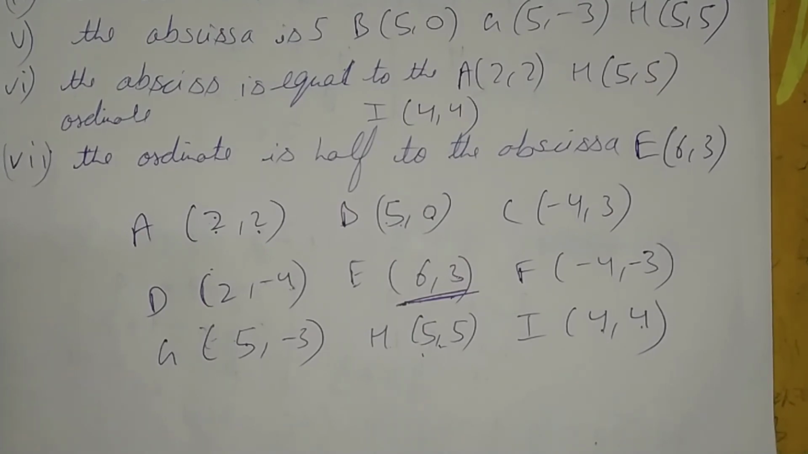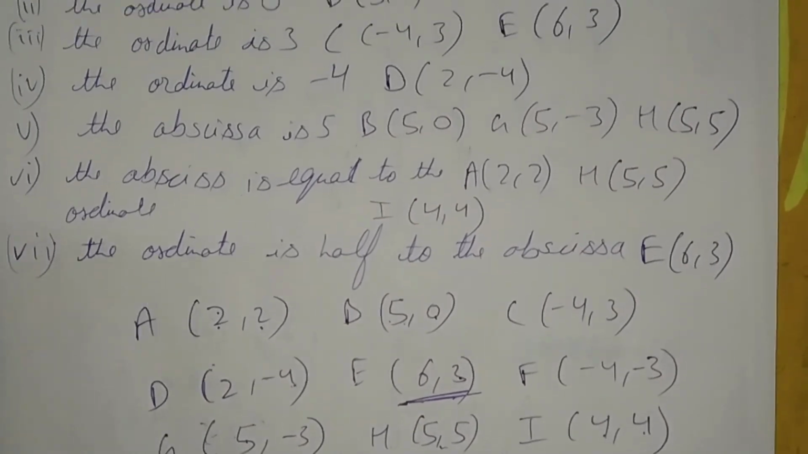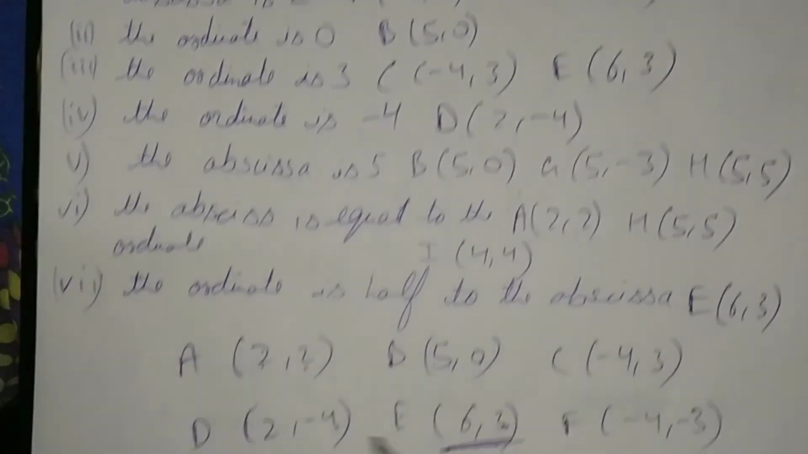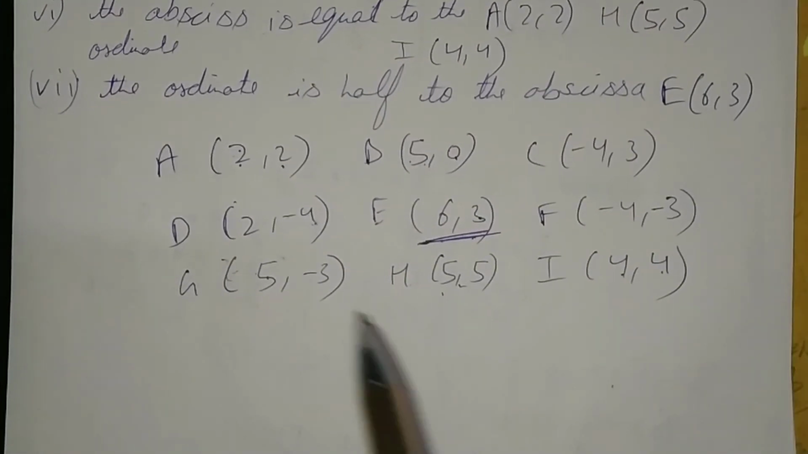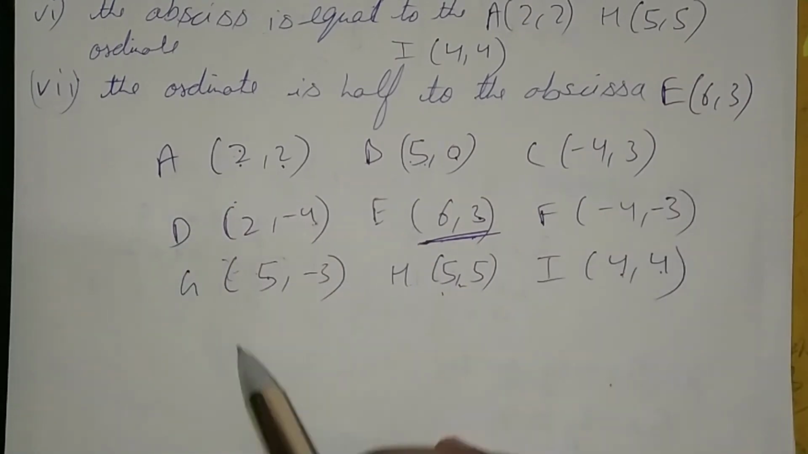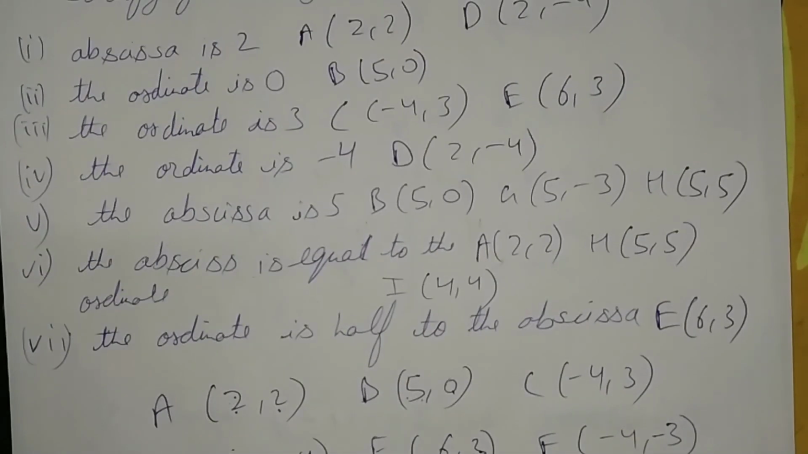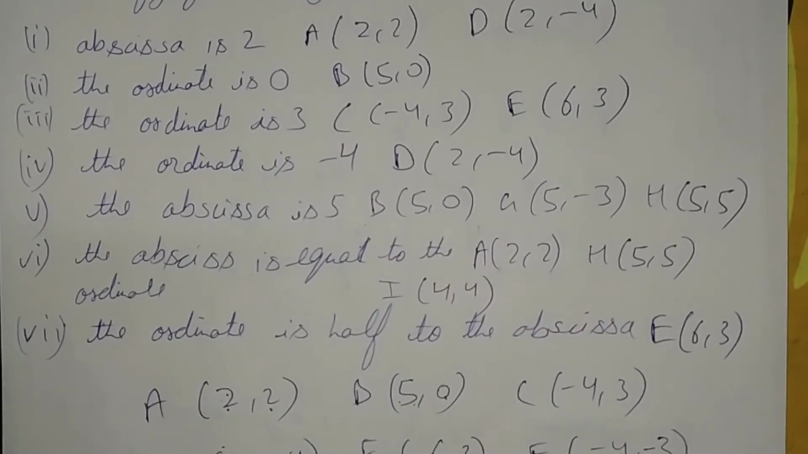Okay. So this is how you have to solve. Just first we have to write the ordered pair of all the points, then according to the given condition just check the points.